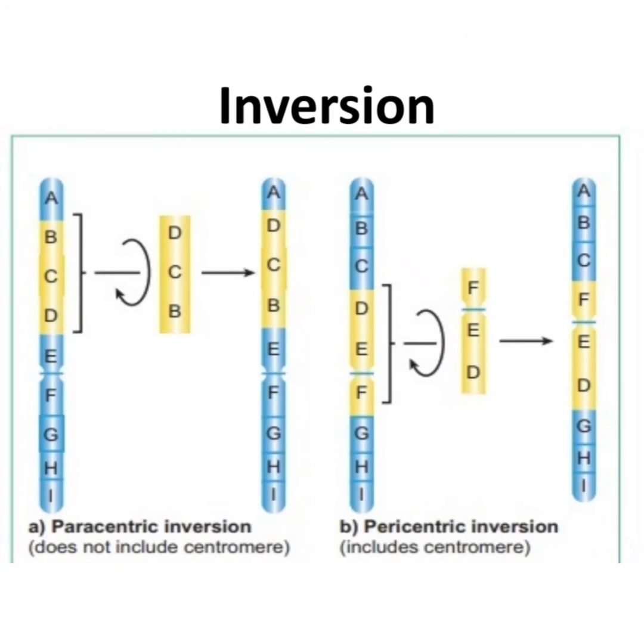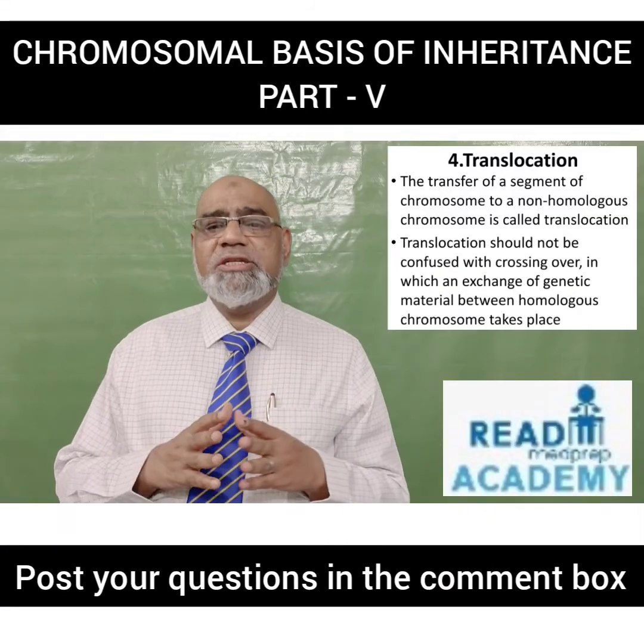Here you can see the paracentric inversion where A, B, C, D, E, F, G, H, I is the normal sequence. In paracentric inversion, it becomes A, D, C, B, E, F, G, H, I. In pericentric inversion, you can see normally A, B, C, D, E, F, G, H, I is present, whereas it is replaced into A, B, C, F, E, D, G, H, I. It includes the centromere. Now, what is translocation?